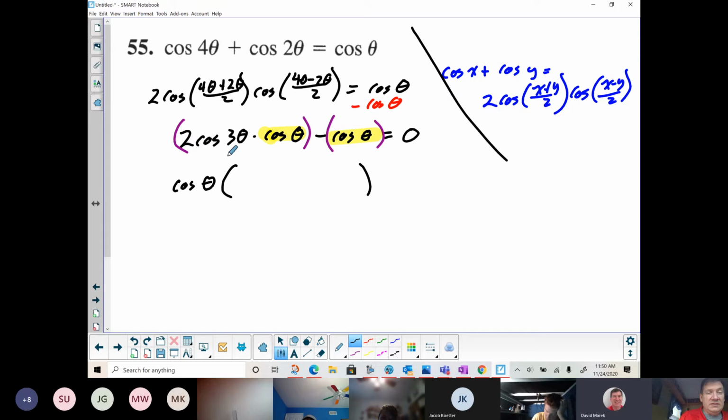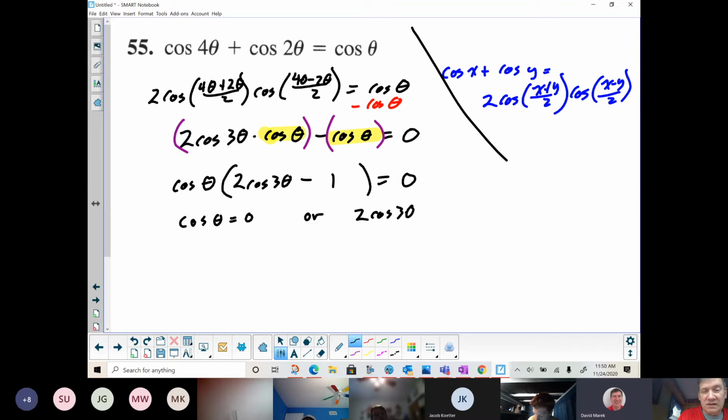So factoring is dividing. So 2 cosine 3 theta times cosine theta divided by cosine theta will leave me with 2 cosine 3 theta. Cosine divided by cosine is 1. It's still an equation, still set equal to 0. Okay, so I've set it equal to 0. I have factored it. Now I get to set each factor equal to 0. So cosine theta is equal to 0, or 2 cosine 3 theta minus 1 equals 0.